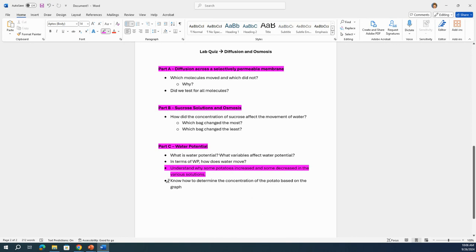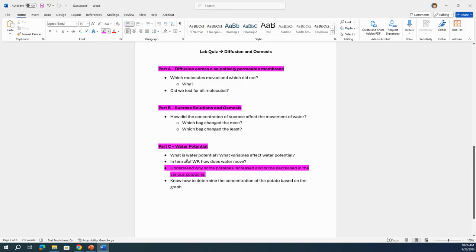And so you should also know how to determine the concentration of that potato. They showed you on the video about the graph, how you can determine the concentration of the potato. And then water potential in general, just know what it is. Water potential takes into account more than just your solute concentration. It also brings in the concept of pressure and some constants. Essentially, we use it for water movement in plants.